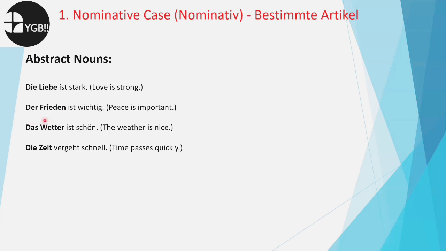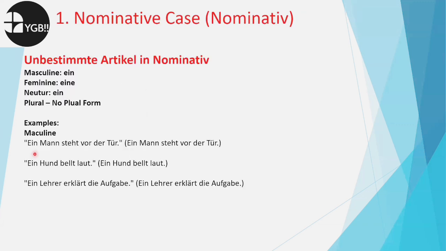Der Frieden ist wichtig. Peace is important. Das Wetter ist schön. The weather is nice. Here the article was missed, so it should be added here. Die Zeit vergeht schnell. The time passes quickly. Here for abstract nouns also we use der, das, die. All are covered. So next, unbestimmte.